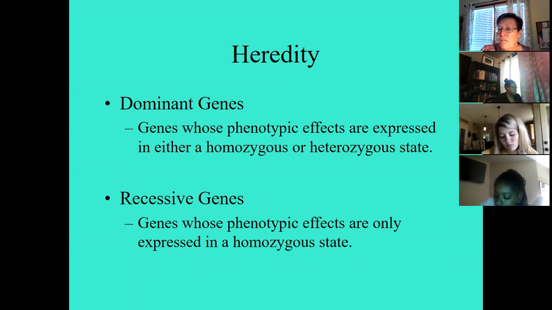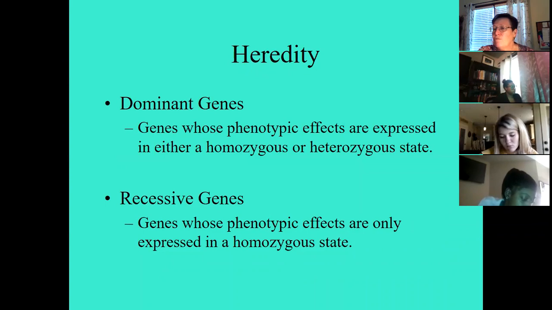Dominant genes are genes that are always expressed, whether they're in a homozygous state, meaning both genes are the same, or in a heterozygous state where they're different. So for example, using the eye color, brown eyes are dominant. That's a dominant trait. So if you received a gene for brown eyes from your mom and a gene for blue eyes from your dad, you're going to have brown eyes because that is a dominant gene.